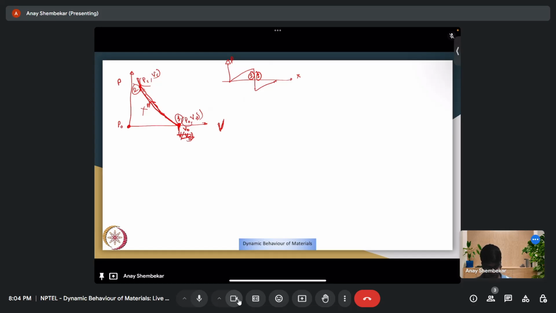Right. I also can show pressure versus particle velocity plots. They look like this. Suppose this is tungsten, this is uranium. This is in GPa usually, and velocity in kilometers per second. So with increasing pressure, particle velocities increase.